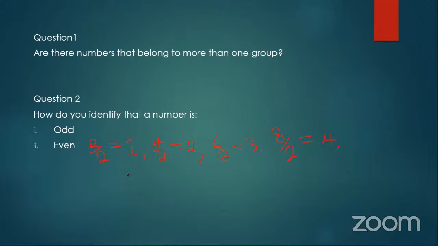Okay, so we can conclude and say 2, 4, 6, 8, and so on are even numbers, because when we divide them by 2, they leave no remainder. So the best way to identify an even number is to divide by 2, and once that number has not given a remainder, then it is an even number.